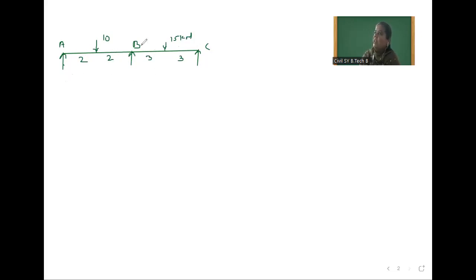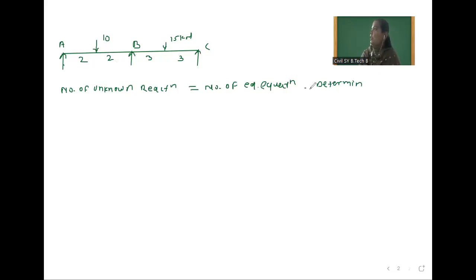How will you identify whether this structure is determinate or indeterminate? You have to count the number of unknown reactions, which is equal to the number of equilibrium equations, then this is called a determinate structure. That means we have to count the number of reactions and moments, which is equal to the number of unknown equations.